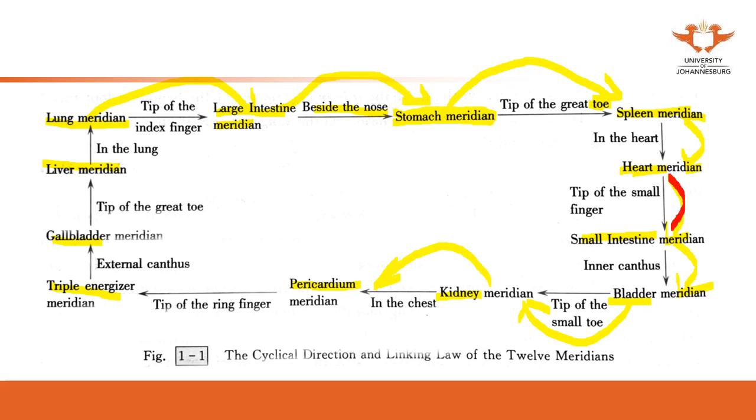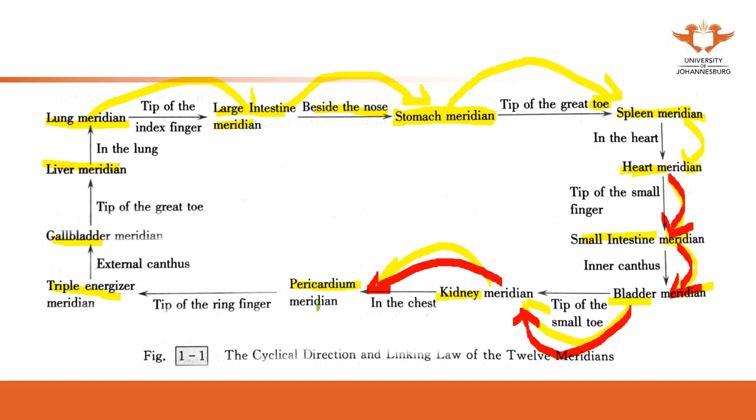From the heart, on the chest to the hand, from the hand to the head, from the head to the foot, from the foot to the chest again. And then the last circle, from the chest, when the kidney meridian goes back to the chest, it also doesn't go back to the heart meridian. You go to the pericardium, and then that's where the pericardium started.